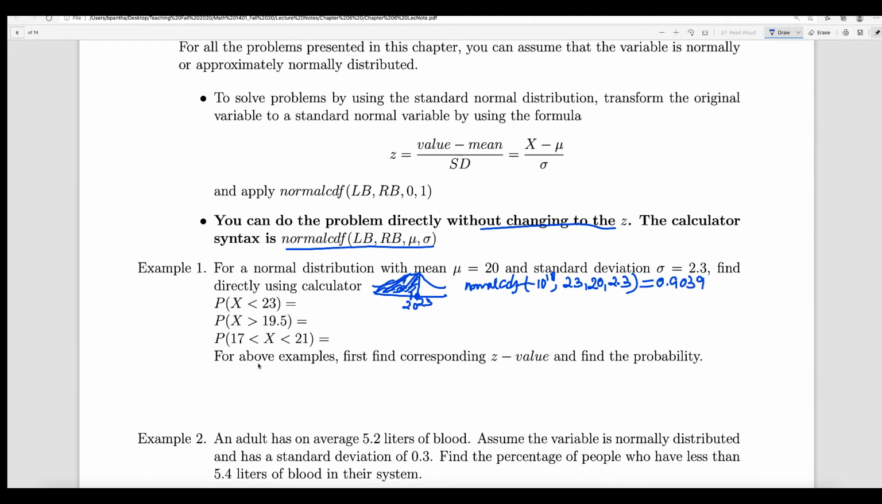Another way is, for the above example, first find the corresponding g value. If you want to use a different method, it is to find the g value.